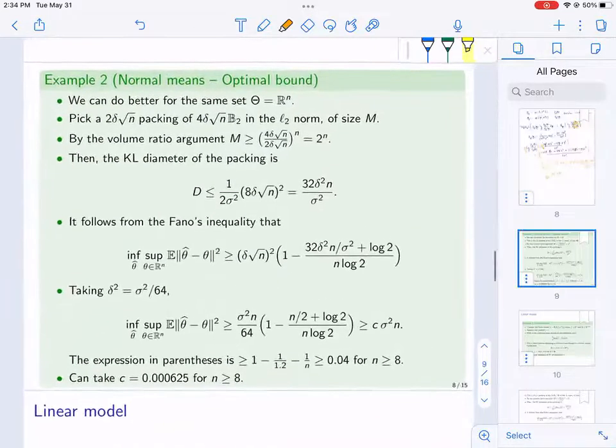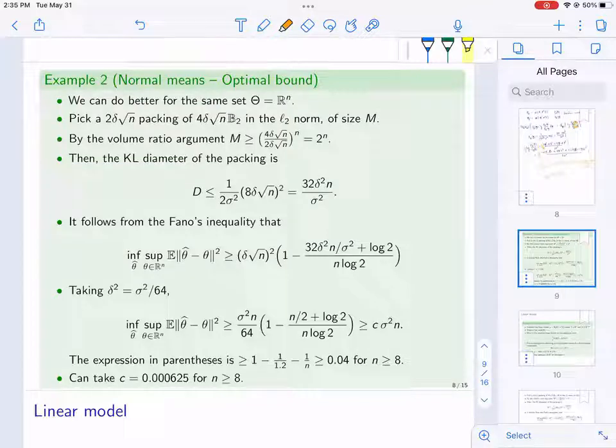So what else can we do? We can do a little bit better, actually a lot better. This is sometimes referred to as a local packing. So instead of packing the 4B2, which is in there, something like this would also be in there: 4 delta root n B2. Okay, that's there in Rn. So let's work with this and then decide delta at the end. So pick this. This is a subset of Rn. Pick a 2 delta root n packing. This is similar to what we did, right? In terms of the cardinality of the packing, I just have to divide the radius of this by the radius here. Still gives me 2 to the n. Okay, so the cardinality is the same.